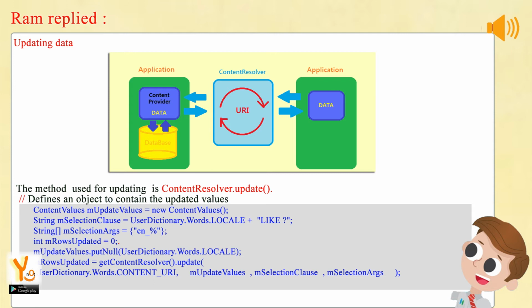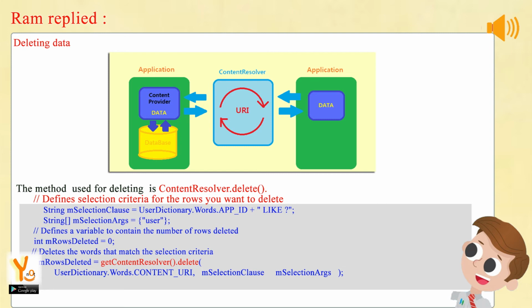The method used for updating is contentResolver.update method. Example is given below. The method used for deleting is contentResolver.delete method. Example is given below.